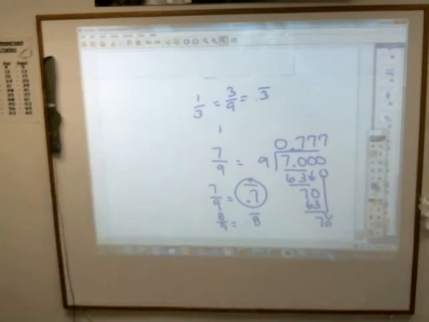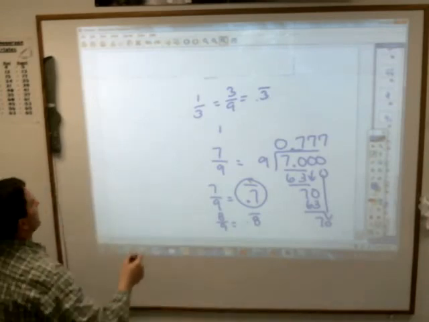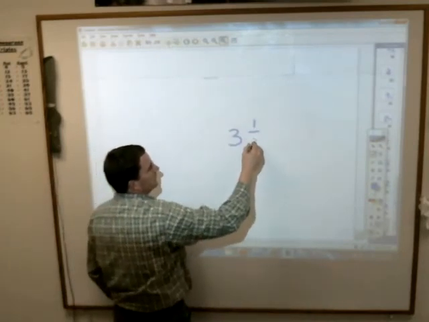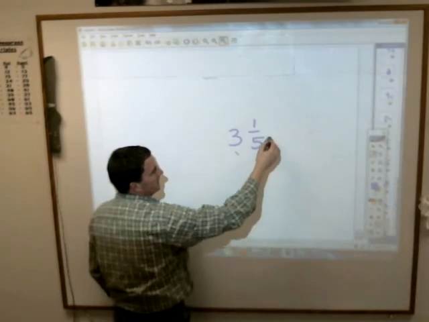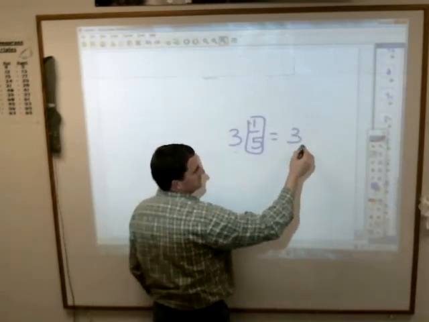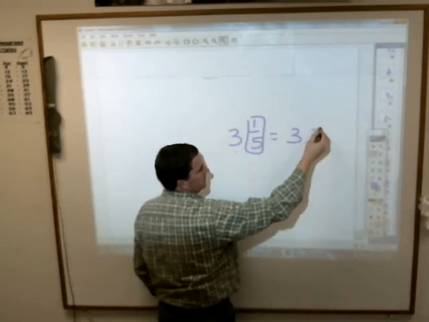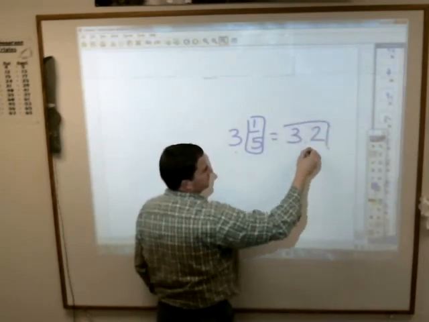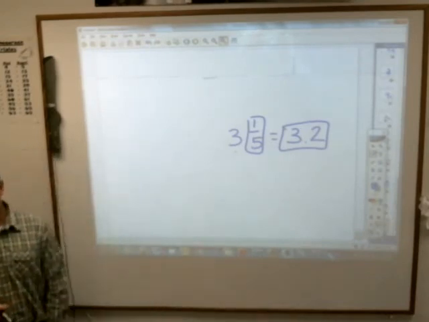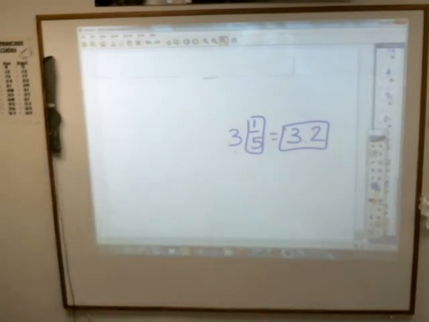Holly? What if it's a mixed number? If it's a mixed number, that's where we were going next. It doesn't matter. If it's 3 1/5, you just keep the whole number, it stays a whole number, and you change the fraction into a decimal. 1/5 is the same as 2/10 if you double it up. The whole number will never become part of the decimal part. It'll just be the whole number.